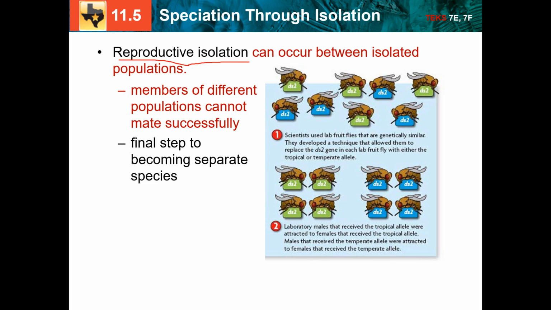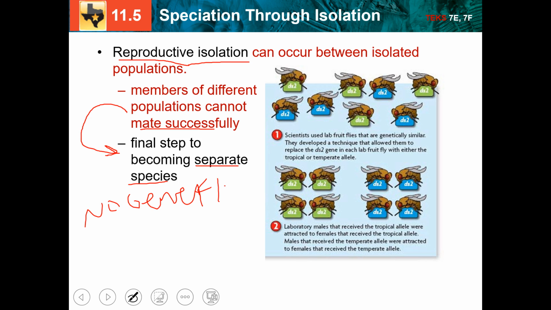That's, again, it can occur when populations become isolated. And that's whenever members of the different populations cannot mate successfully. And it's the final step to becoming a separate species. So if you can't mate successfully, you're separate species. No mating, they're separate species. In other words, another way of saying that is no gene flow, then I'm talking separate species.